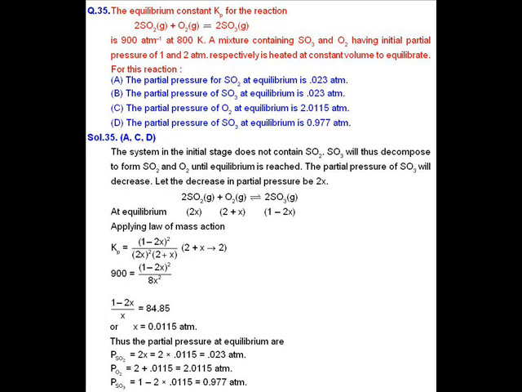So the partial pressures at equilibrium will be like this. Partial pressure of SO2 is 2x, that is 0.023 atm. Partial pressure of oxygen is 2 plus x, that is 2.0115 atm, and partial pressure of SO3 will be 1 minus 2x, that is 0.977 atm.